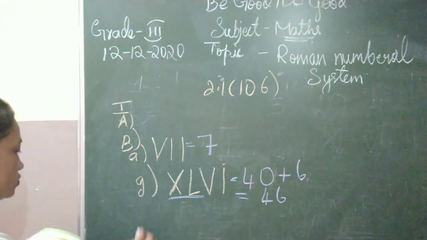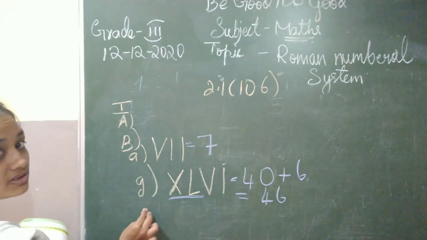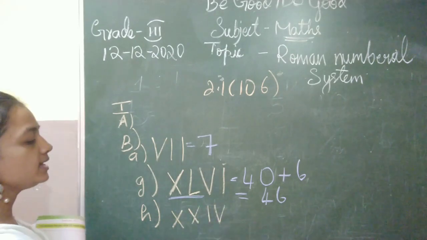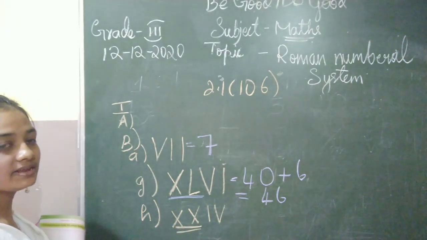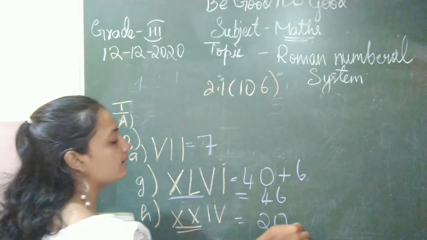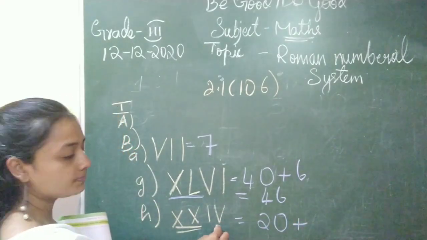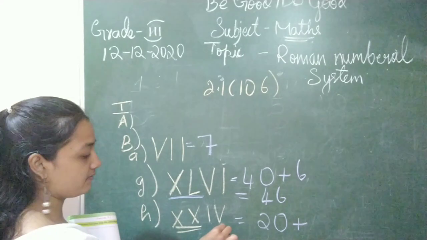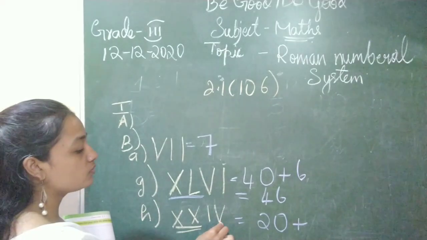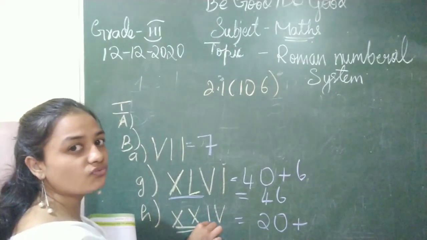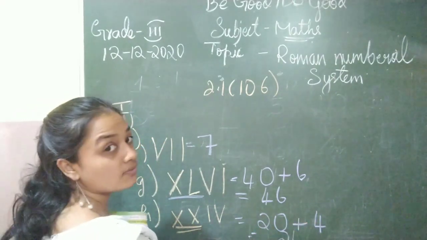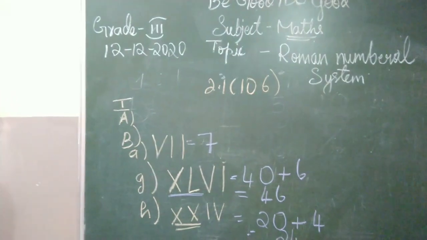Now, let's go for H. After G, go for H. I have X, 1, 3. What is this X plus X? It is 20. 10 plus 10, 20. Plus, what is this number? V is greater, that is 5. 5 minus 1 because it is on the left side. So, 5 minus 1 is 4. So, 20 plus 4 is 24. The answer is 24.